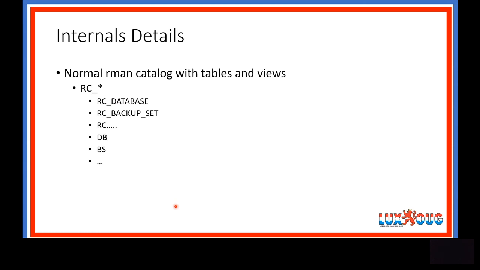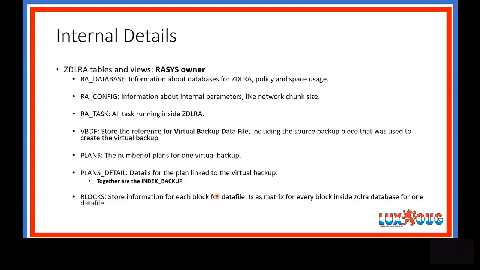It's a normal Airman catalog, so you have all the RC underscore tables, RC database, RC backup set, RC backup piece. You have the DB, BS, DF tables. Everything as a normal Airman catalog is there. You have some internal tables for RACs, the recovery appliance SYS user. It's RA database. You have a lot of tables, just some examples. RA database is information about the zero data loss backup databases that are there. Config, you can have some network chunk size, tasks, RA tasks. Virtual backup data file is the table that lists all the virtual backups. You have some plans and plans details. This means the index backup, which I'll show you later in more detail: these three tables, plans, details, and blocks, mean the index backup.